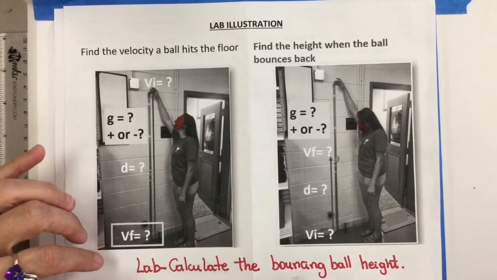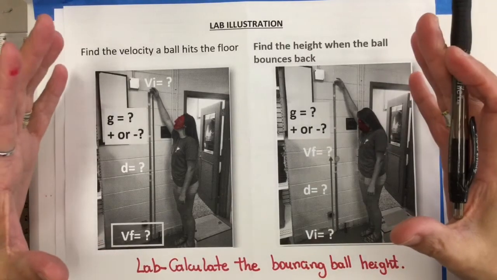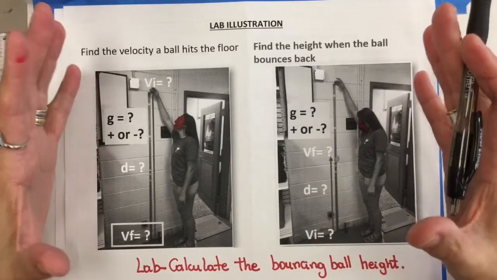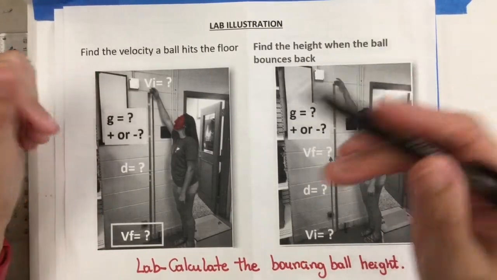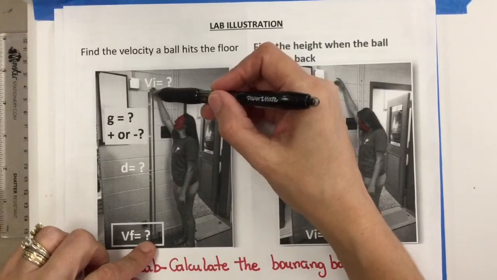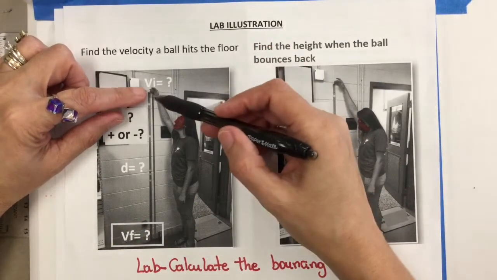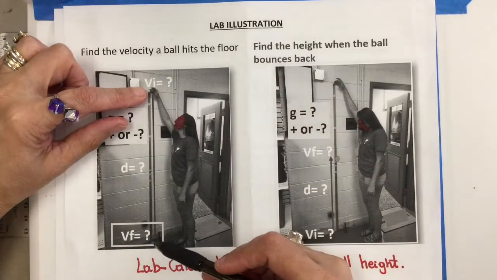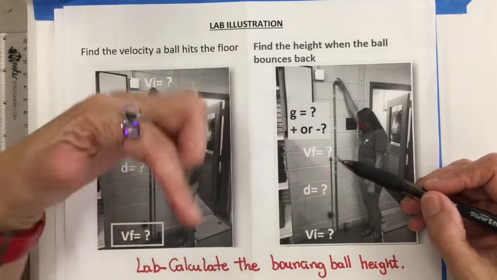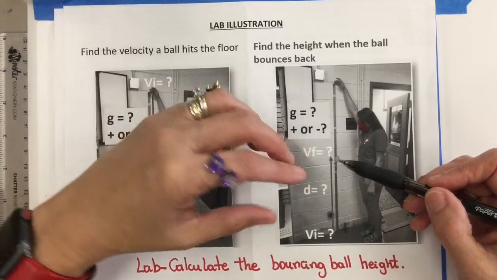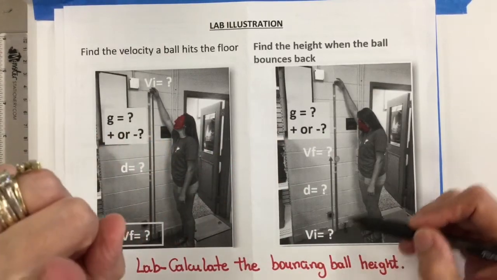Lab: calculate the bouncing ball height. So this is an illustration of what is involved with this lab. First we need a bouncing ball, and we need to know the height from which you are going to drop it. When this bouncing ball hits the ground, it's going to bounce back. Actually it's going to bounce back several times, but we are going to consider just the first bounce.